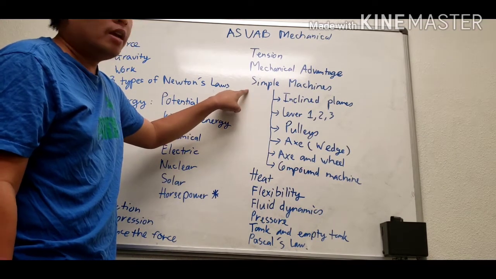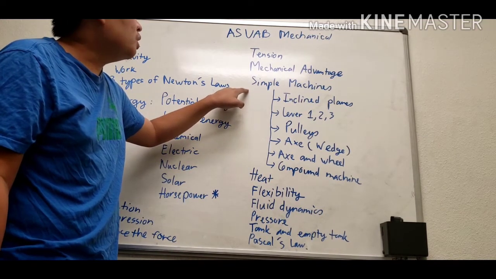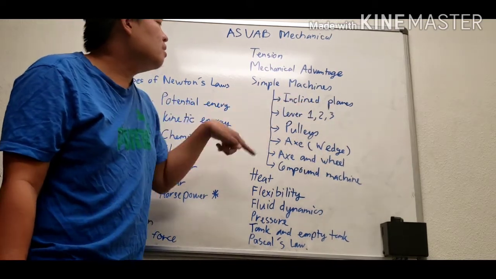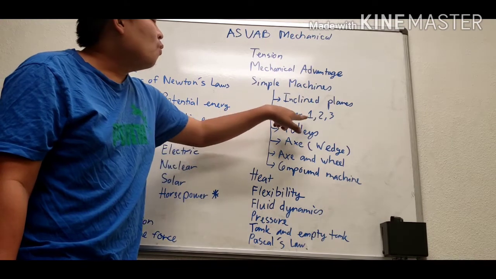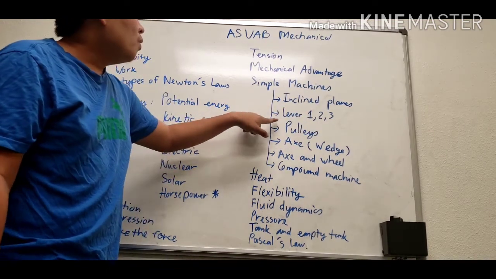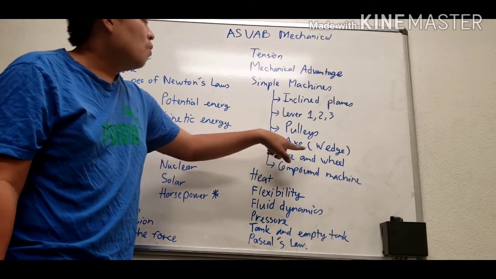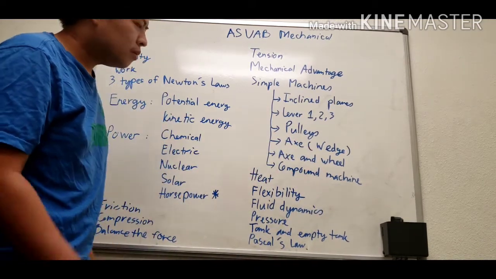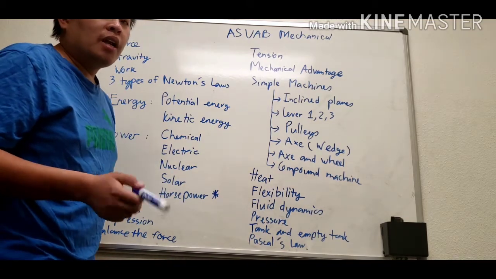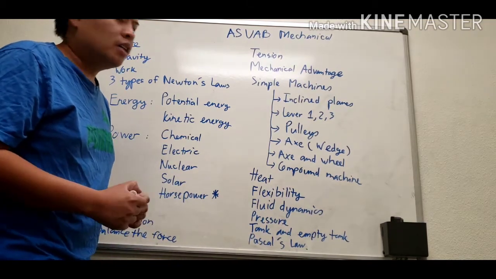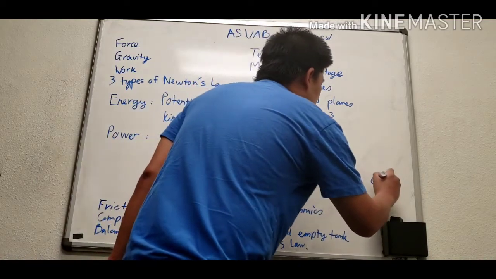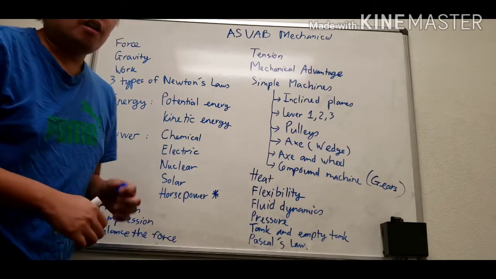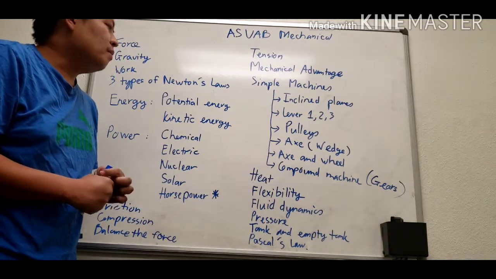Then I will introduce simple machines. In simple machines, we have the inclined plane, levers class 1, 2, 3, pulleys, wedge, wheel and axle, and compound machines. In the compound machine, I will talk about the gear. Gear is so important on the test because it appears many times.